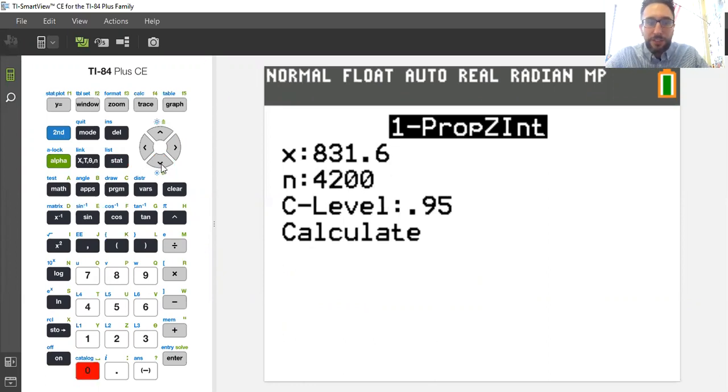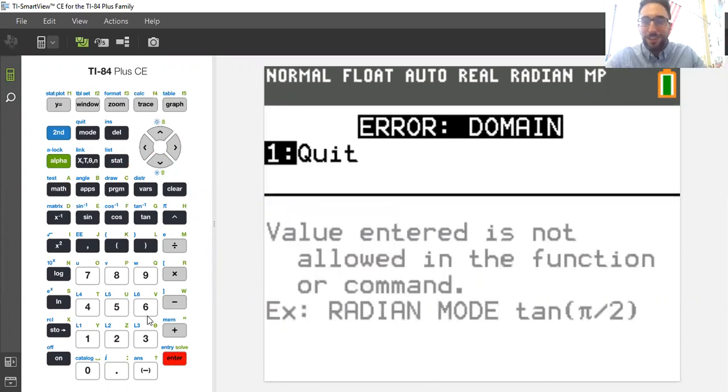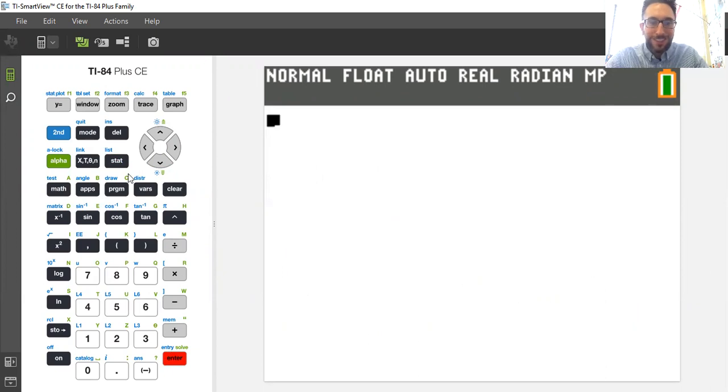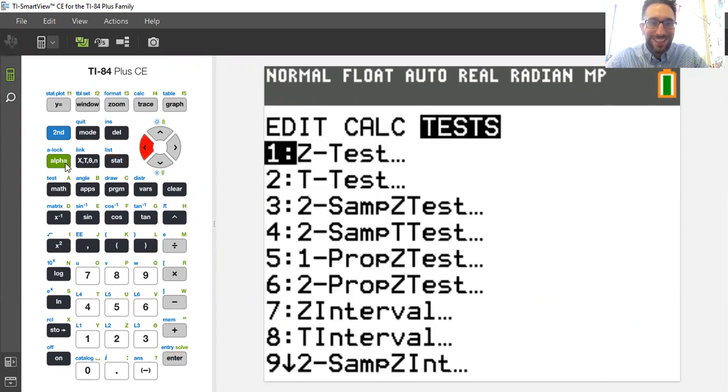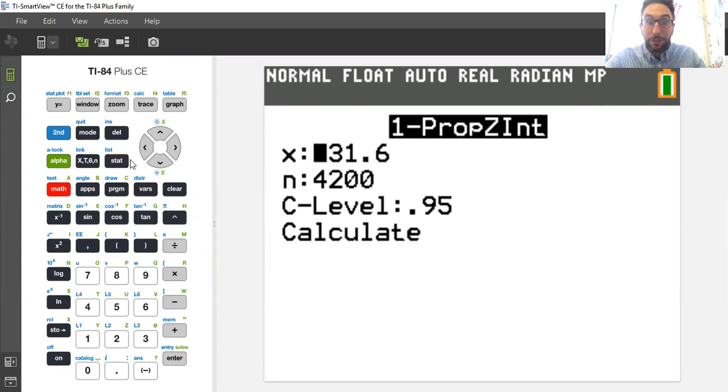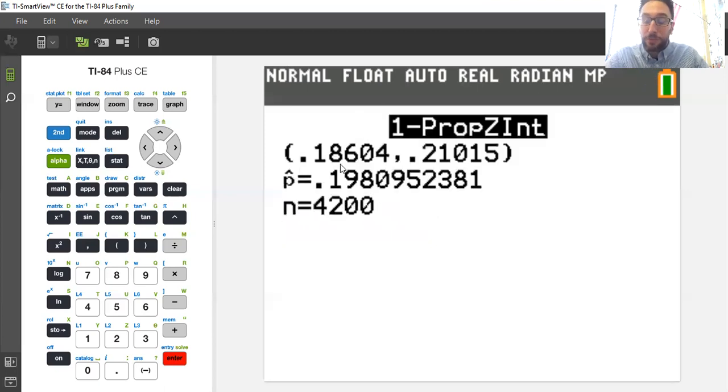We weren't given a confidence level, so we'll just use 95% confidence. Like on the AP exam, you're probably given a confidence level. Go to calculate. Oh my God, it says error. This guy wasn't even lying. It really does say error. So if I go stat tests alpha A, the error is the number of successes has to be a whole number. And so this is how I produce my 95% confidence interval.